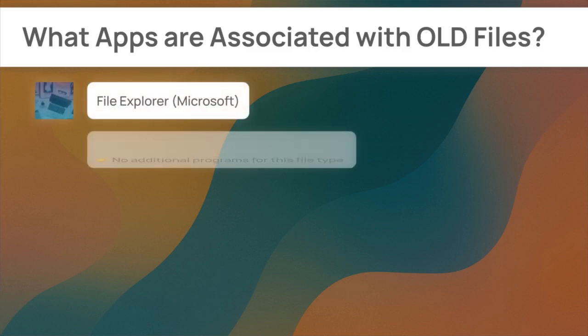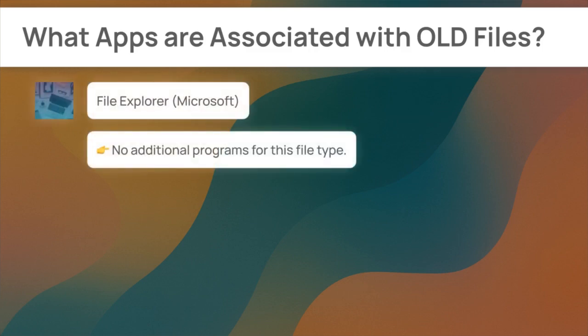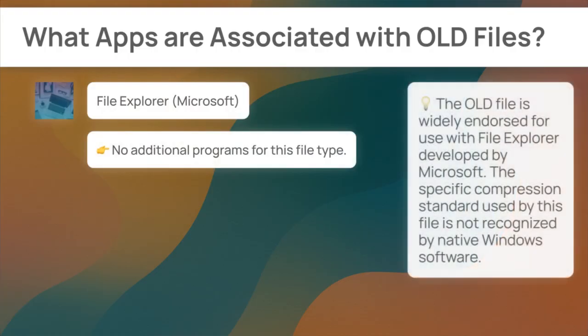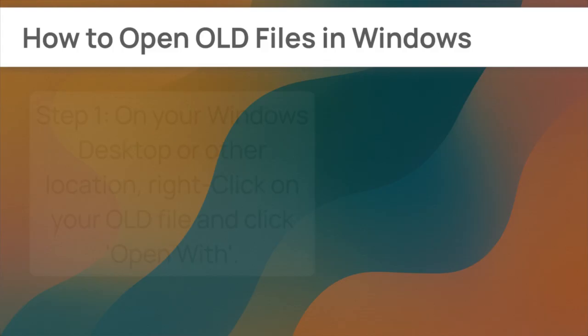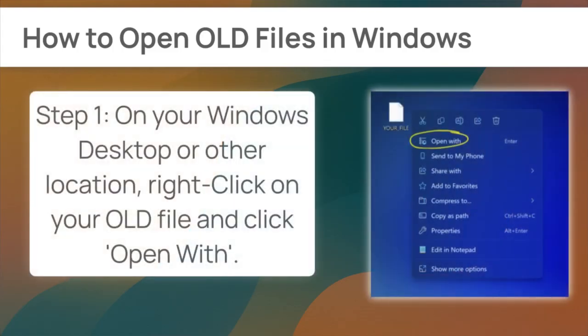There is a direct software link between OLD and File Explorer by Microsoft. The specific compression standard used by this file is not recognized by native Windows software. Windows cannot interpret incremental or differential backups, so compatible utilities are necessary. Let's see which program can read this specific version.